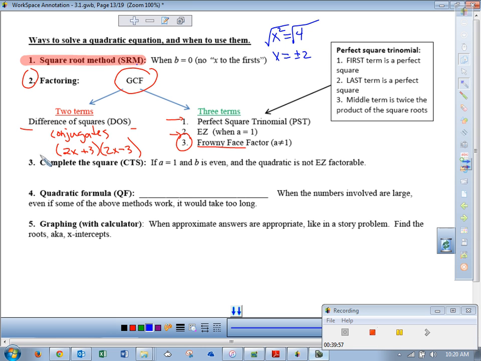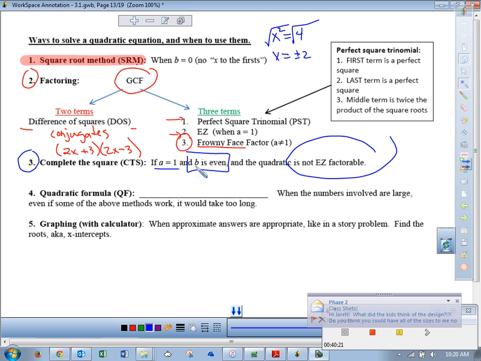The next thing we would look for is to complete the square, but there's only a certain time when I'd want to complete the square, because you can complete the square on anything, but it sucks a lot of times. It does not suck if A is 1 and B is even. The only time you can complete the square is if A is 1. That always has to happen. If B is an even number, it'll be very, very easy to do. And when would I do it? When that happens and it's not easily factorable in the first place.